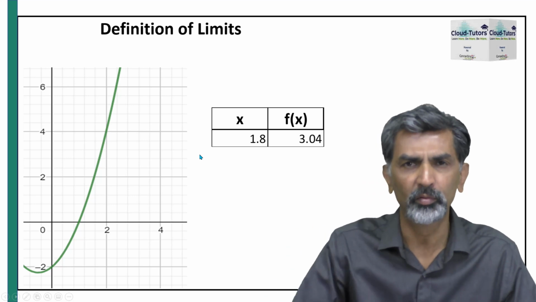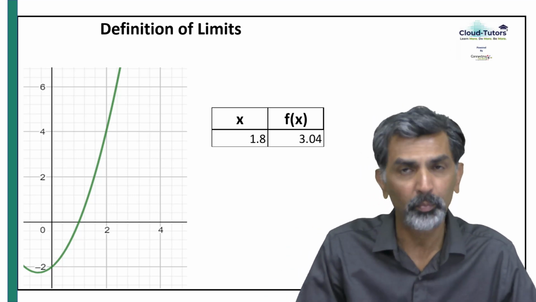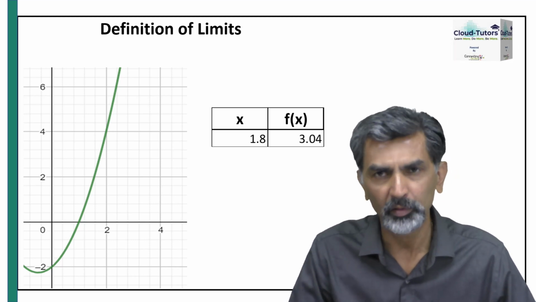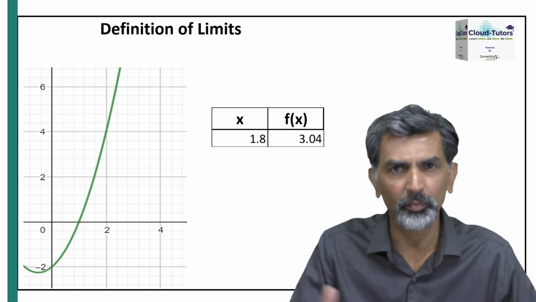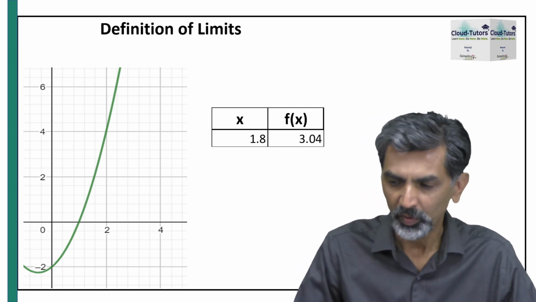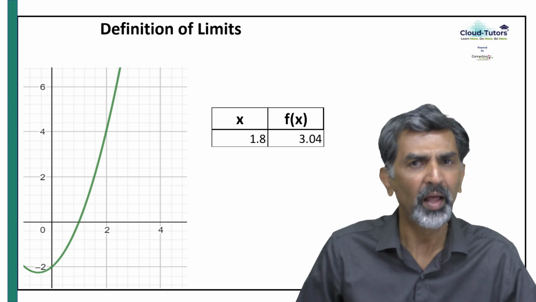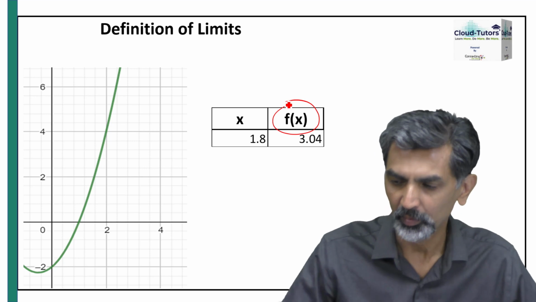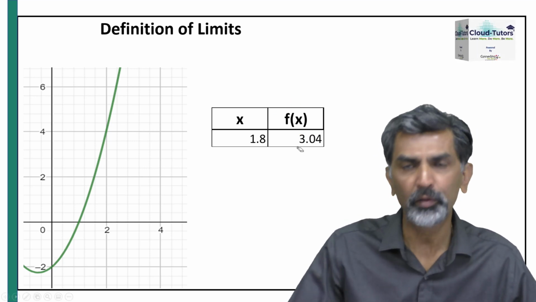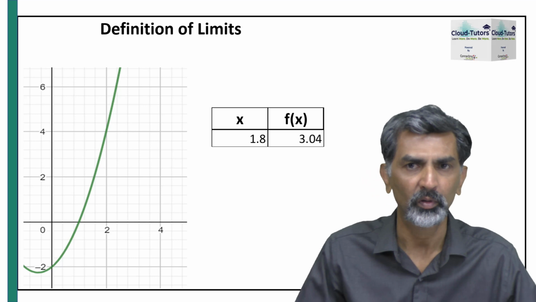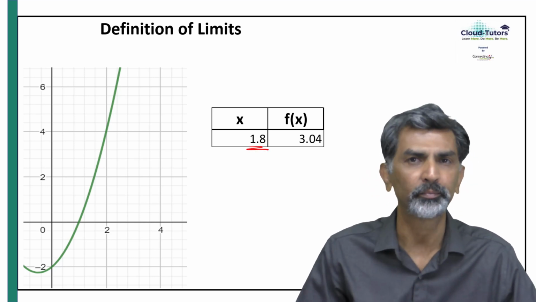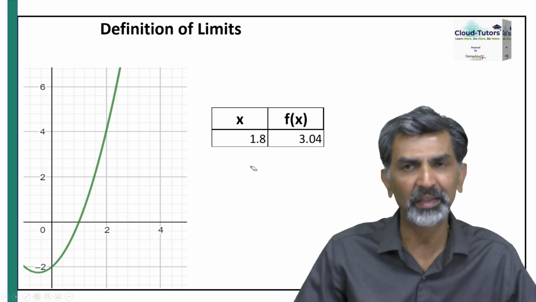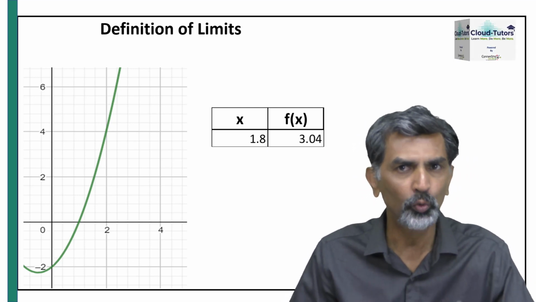Now let's look at this graph. This is a parabola, and I've shown you the graph of a part of the parabola, and it's y is equal to x square something, a quadratic function. Now let us see what happens to the value of the function f of x as x approaches 2. Right now x is at 1.8. And what happens to the function f of x as x gets closer and closer to 2?